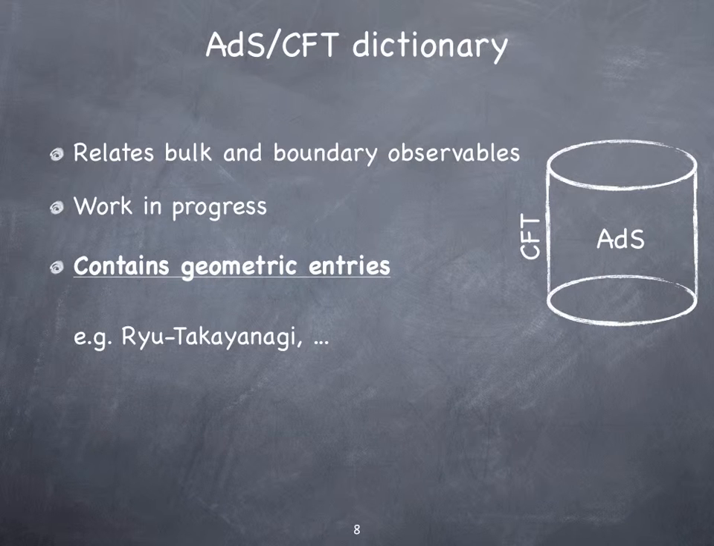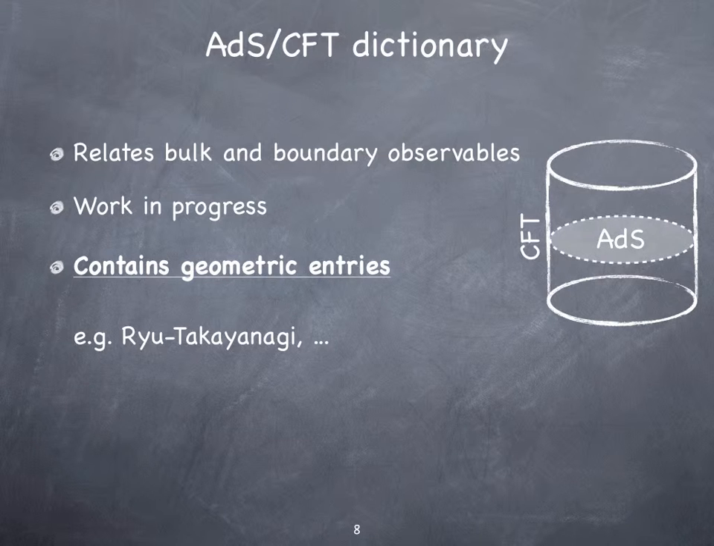For us here, it's of great importance that this dictionary actually contains certain geometric entries. With geometric entries, I mean they refer to some geometric structures in the bulk. And one of them, which I just want to mention here, is the Ryu-Takayanagi prescription. Originally, it was proposed by those people. Then there are several generalizations of this, which are also important. But here, let me just mention for the sake of simplicity, this original prescription.